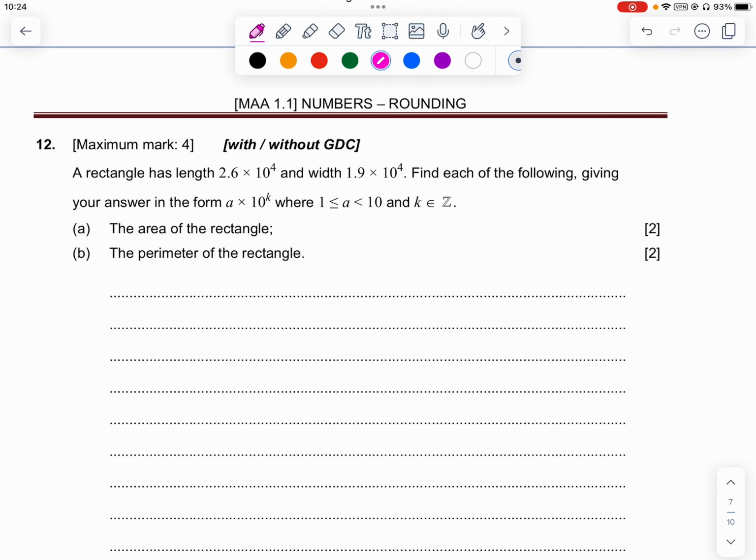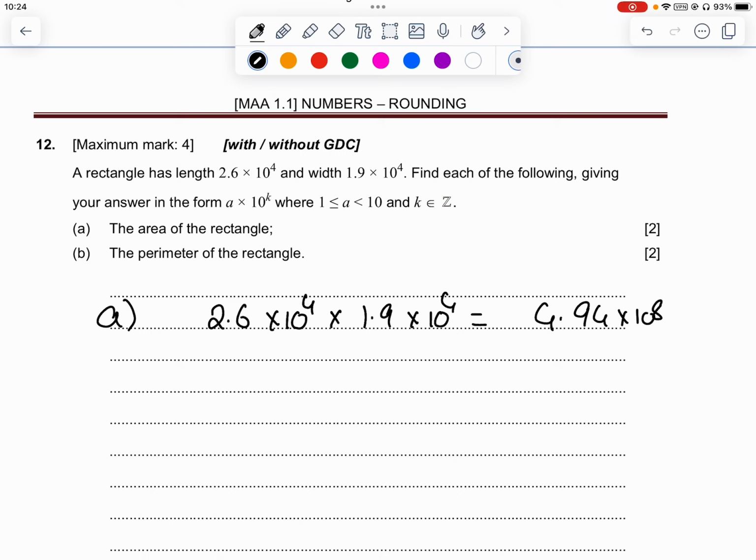Question number 12. A rectangle has a length and a width. Find each of the following, giving your answer in standard form. The area and the perimeter. So area is length times width, 2.6 times 10 to the power of 4 times 1.9 times 10 power 4, which is 4.94 times 10 power 8.